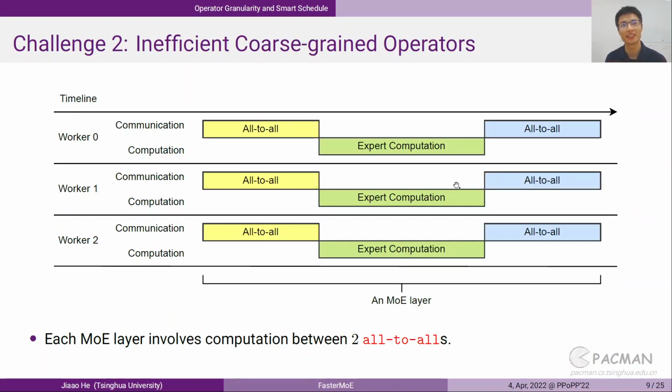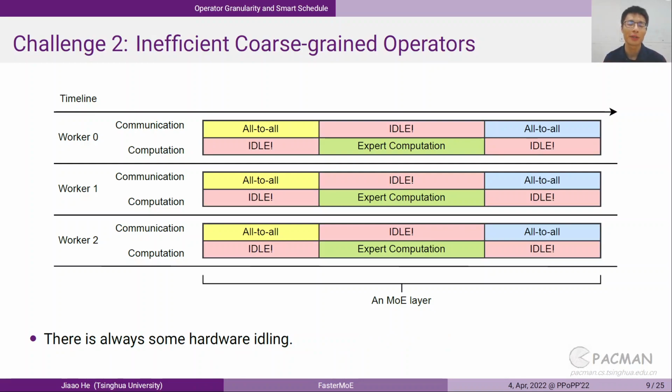The second challenge is the inefficiency of coarse-grained operators. As I mentioned before, training an MoE layer involves two all-to-all communication operators and a computation operator between them. So, if we are using the collective communication operators of all-to-all, there is great hardware idling. When we are performing the communication, the computation resource is idling. And when we are performing computation, the communication resource is idling. As a result, there is always some hardware idling, and it's a great waste of resources.